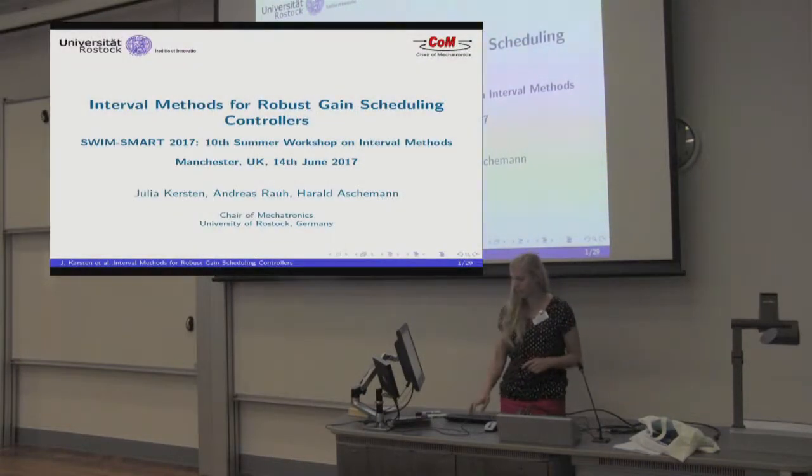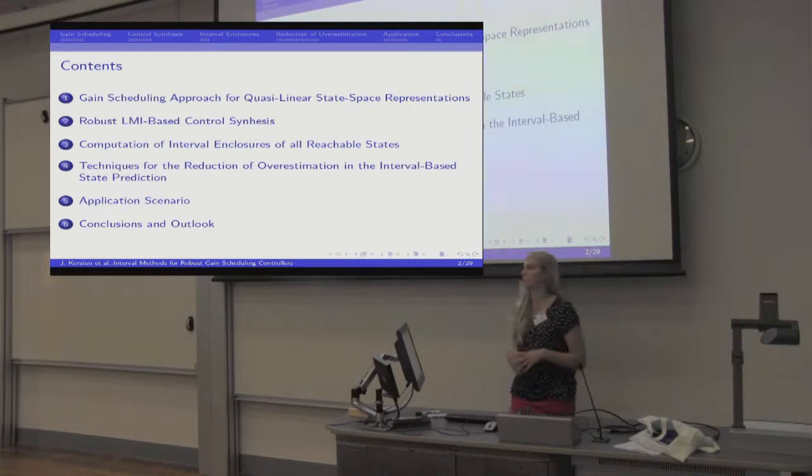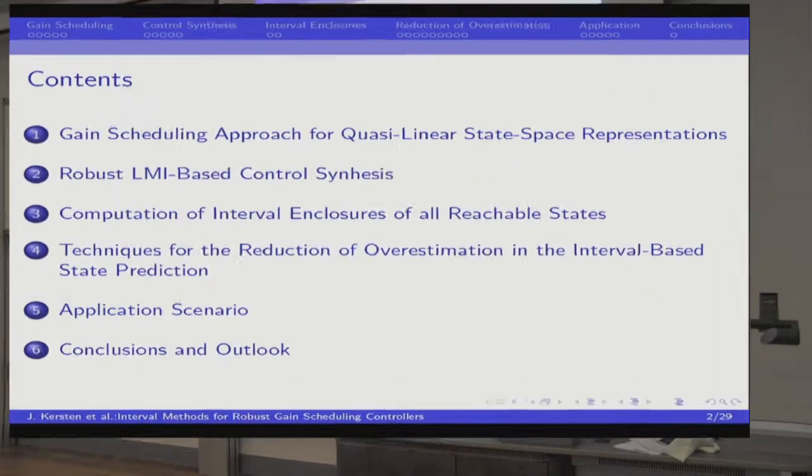And for that, I will start with our main idea, and then go on about the implementation of such. And the implementation includes the robust LMI-based control centers and computation of the interval enclosures for all reachable states. And then I will go on about some techniques for the reduction of overestimation. And then I conclude with a short application scenario. So what is our main idea?